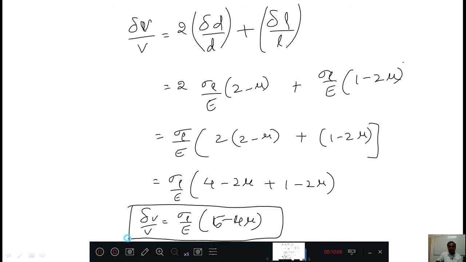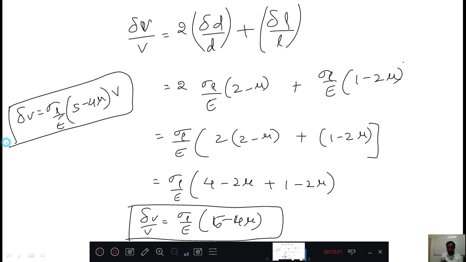This is an expression for change in volume, but for change in volume, you bring this V to this side. Then delta V equals sigma L by E into 5 minus 4 mu into V. This is your expression for change in volume. Over. Any doubts?